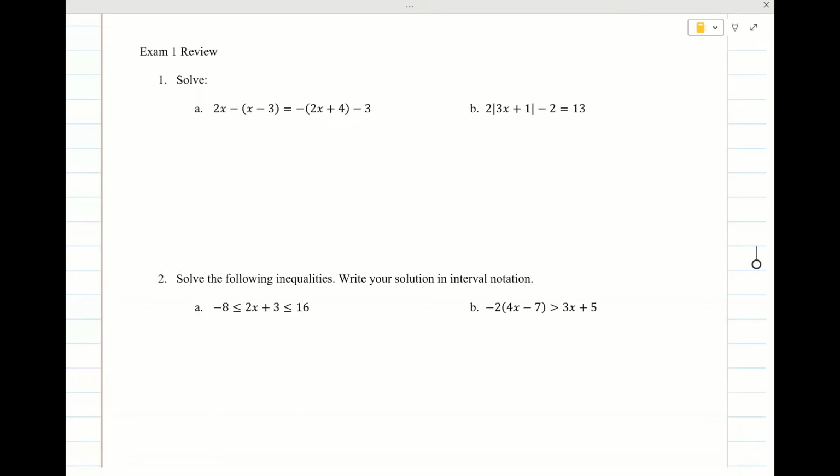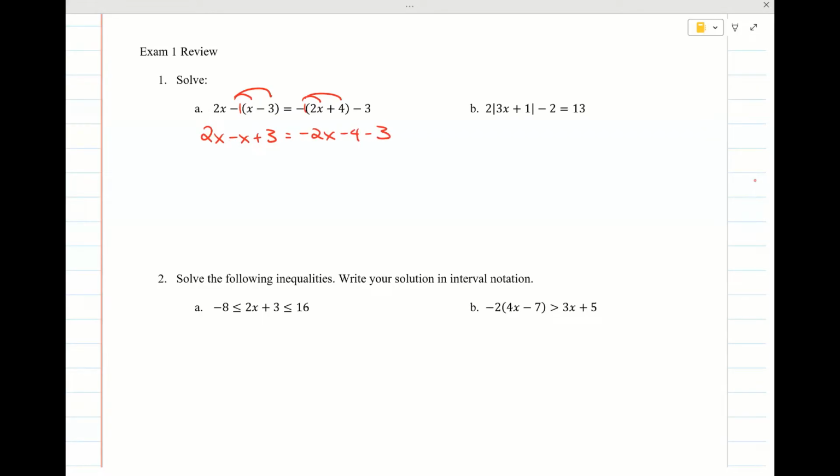Welcome. This will be a review of the College Algebra Exam 1. For the first problem, we could start off by distributing the number in front of parentheses, and we remember if there's no number, it's automatically a 1. So we get 2x minus x plus 3 is equal to negative 2x minus 4 minus 3.